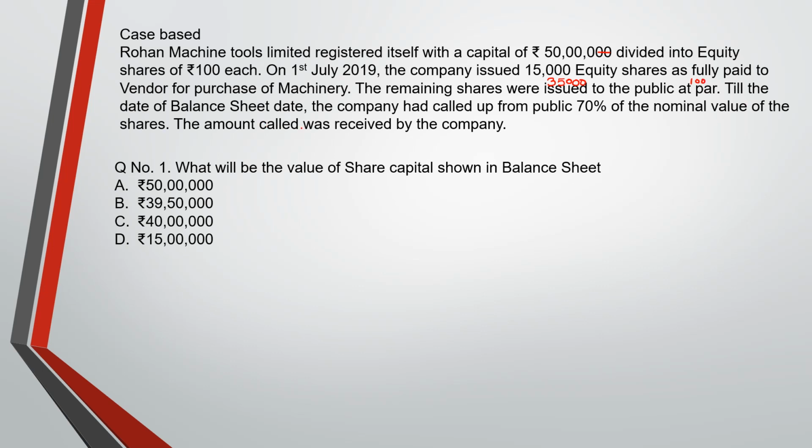Till the balance sheet date, the company had called up from the public 70% of the nominal value. 70% of the nominal value is 70% of 100 rupees, that is rupees 70. This amount called was received by the company.